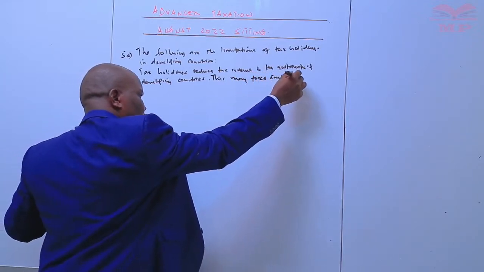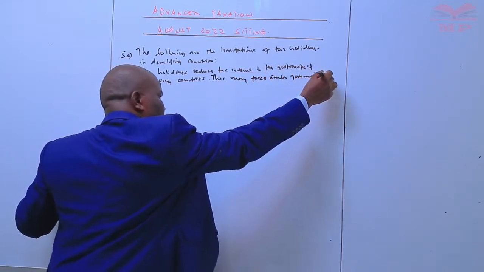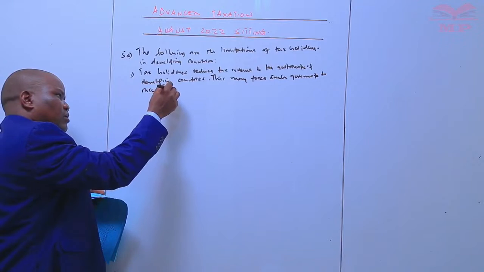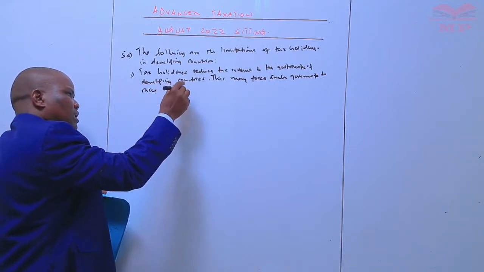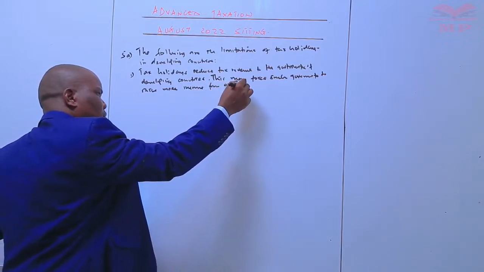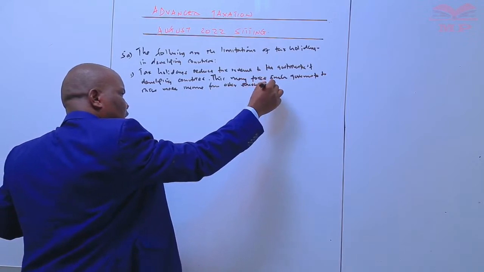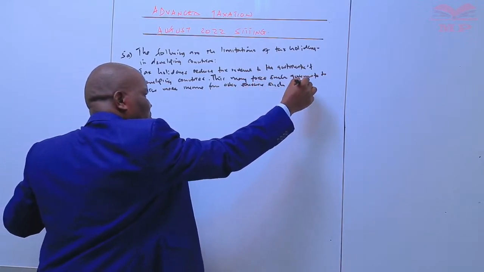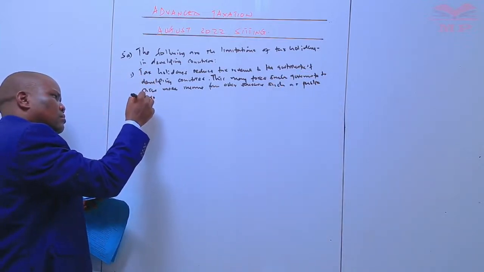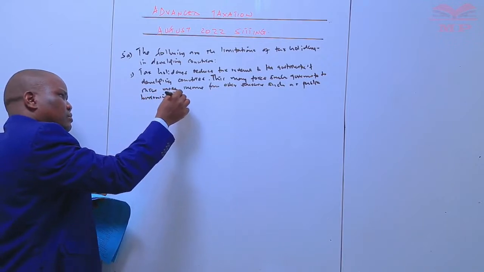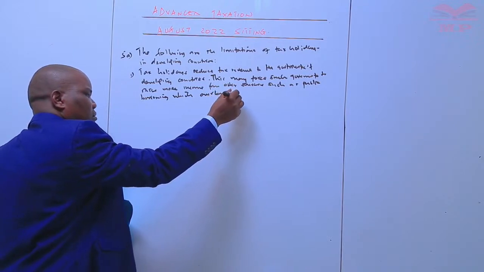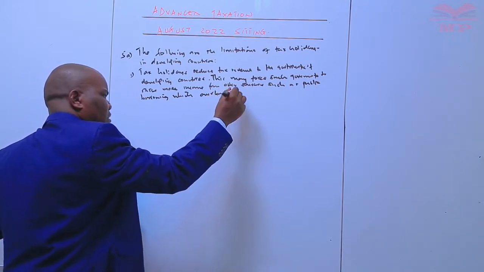such governments to raise more revenue, more income from other sources, such as maybe public borrowing, which overburdens their taxpayers.